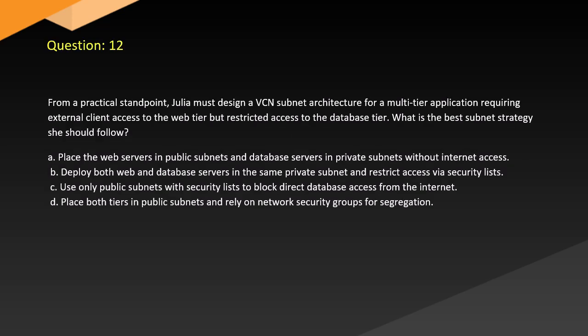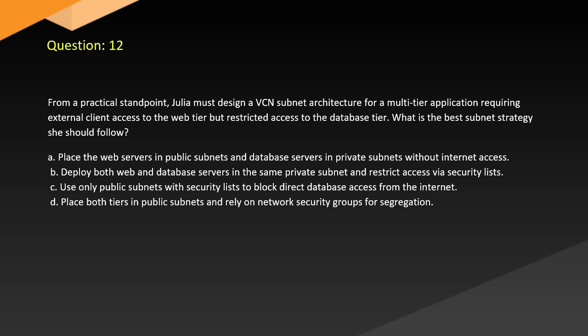Question 12. From a practical standpoint, Julia must design a VCN subnet architecture for a multi-tier application requiring external client access to the web tier but restricted access to the database tier. What is the best subnet strategy she should follow? A. Place the web servers in public subnets and database servers in private subnets without internet access.